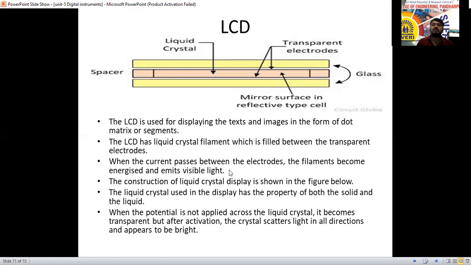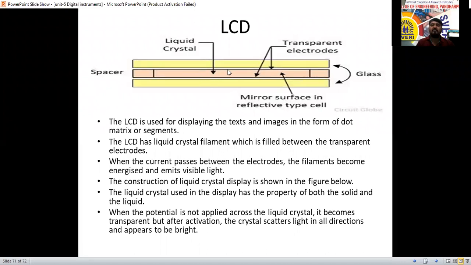When the current passes through between the electrodes, whenever you give the supply, the current will start to pass through. Now the filaments become energized and emit the visible light. They get energized, and these filaments display or emit the visible light.